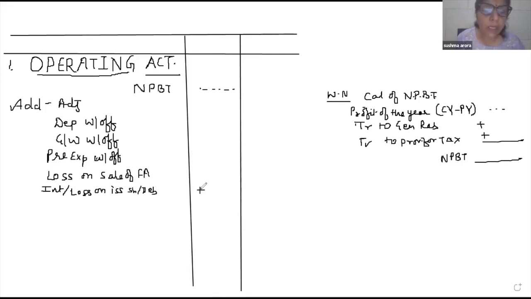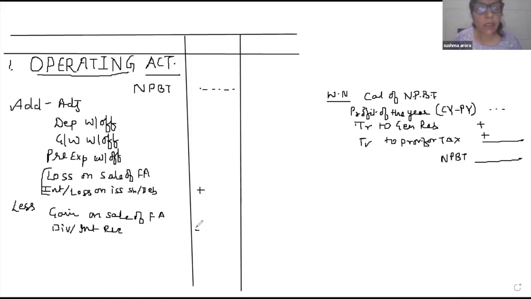These all to be added and 2 things to be subtracted. Just opposite of these 2. Gain on sale of fixed asset and dividend interest received. So these 2 be here subtracted. You will come to know this is operating profit before working capital changes.